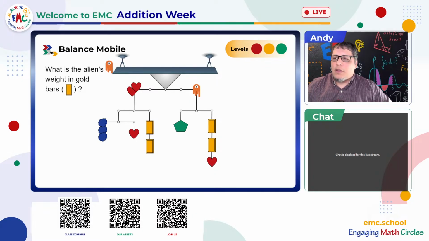We're going to be looking to figure out how much this alien here weighs in gold bars. And we can see him over here on this mobile. So pretend this is hanging from the ceiling over a baby's crib, and everything's balanced. It's nice and flat. So that means that the weights are equal across their pivot points. So what's one thing I can tell right away?